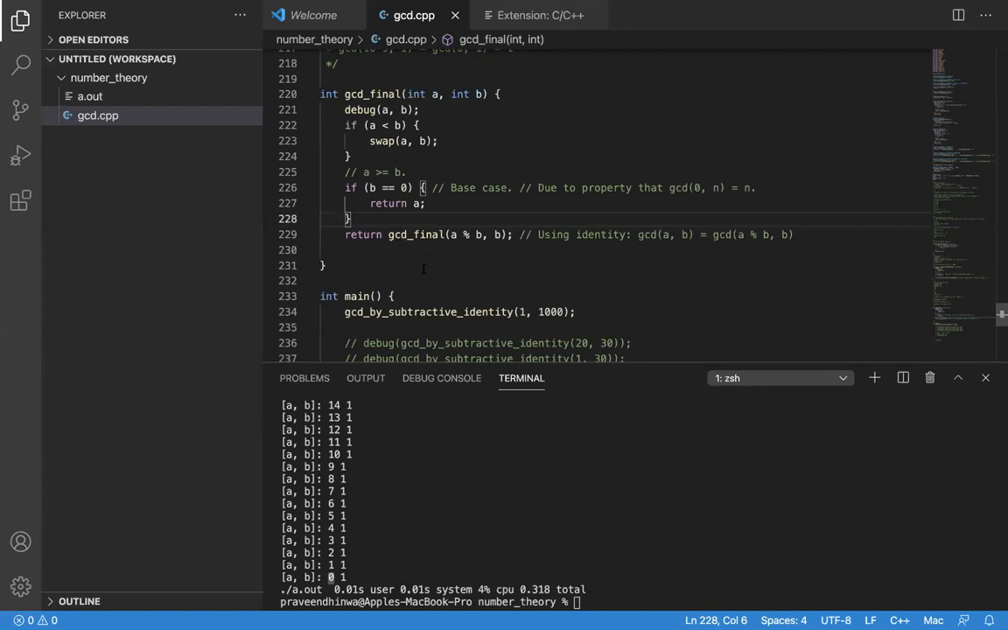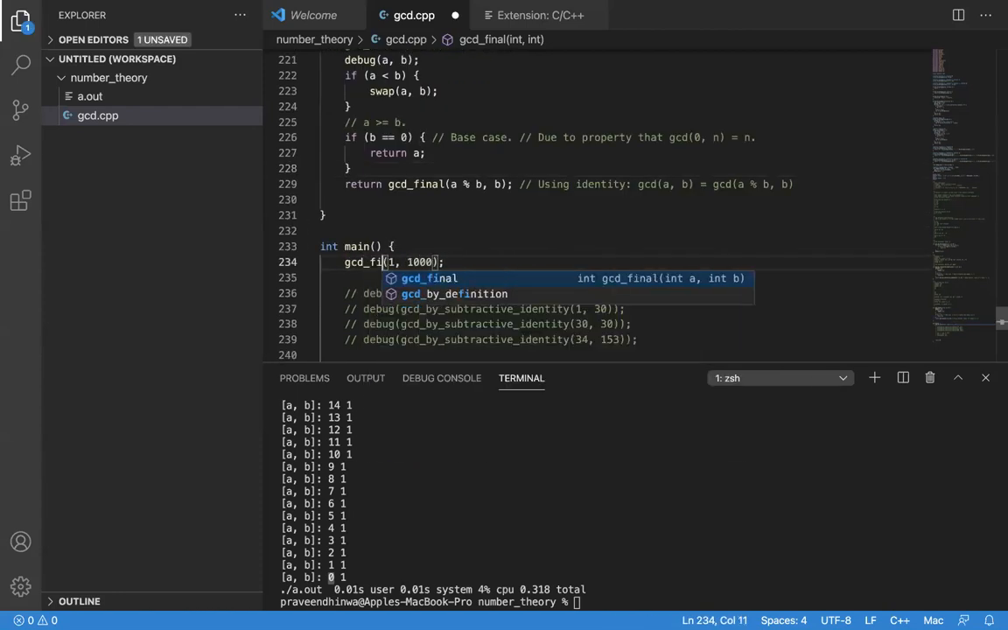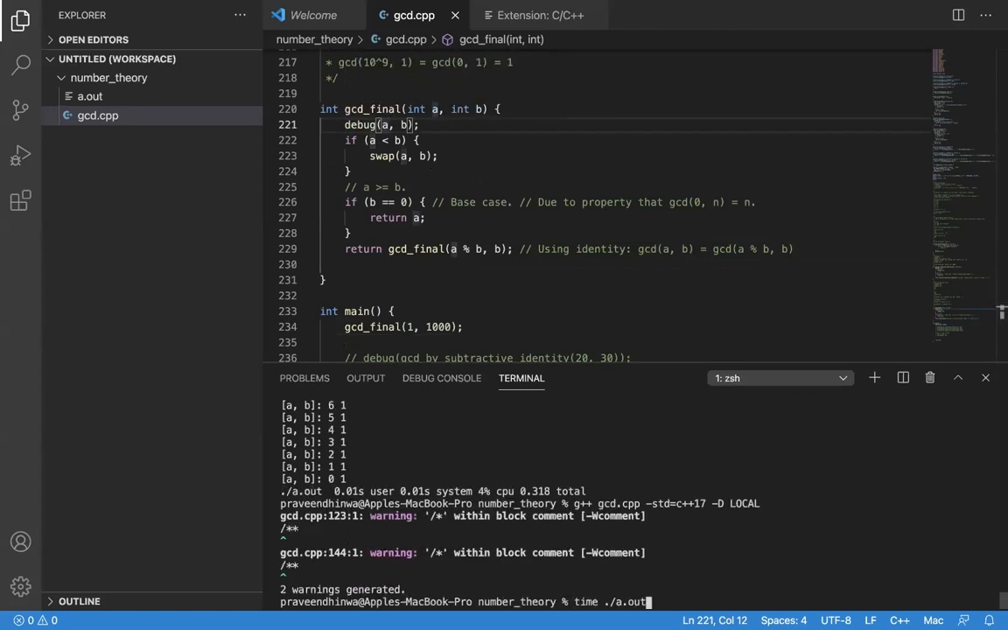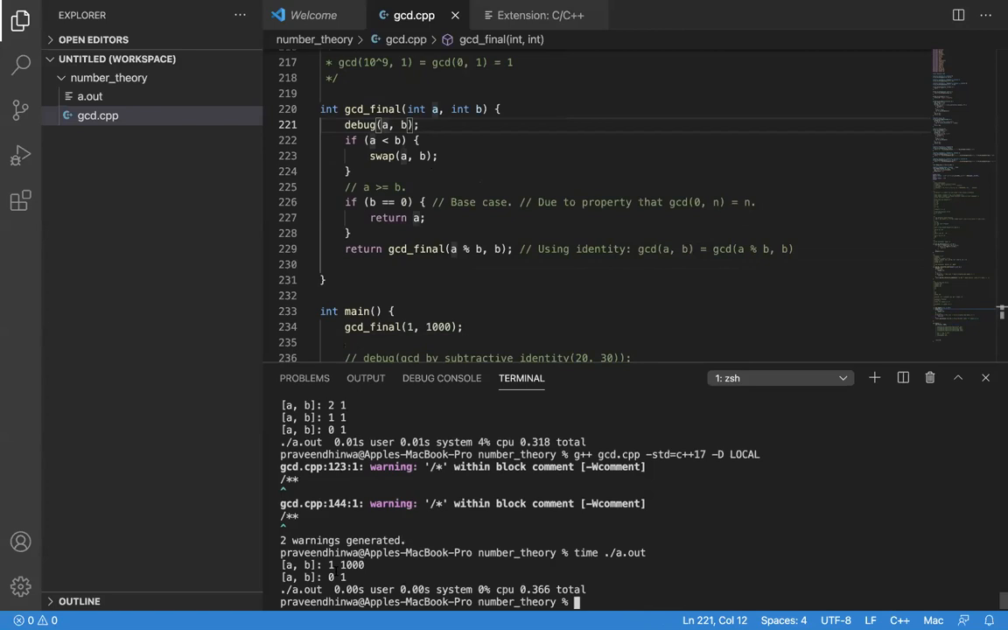So let's try running GCD final and see what the values of a comma b are. In a single step, 1 comma 1000 swapped and became 1000 comma 1, and then in a single step it went to 0 comma 1. So it did not take all those steps.